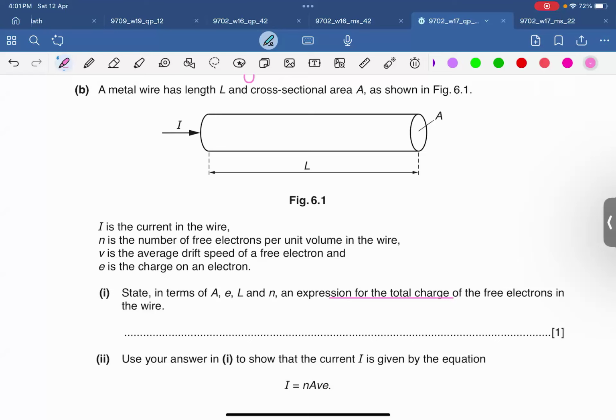Because look, guys, they have mentioned that you have to give them in this form. So Imad, you included elementary charge, which is E, times the number of charge carrier, which is N. Okay, but you're not including L and A.